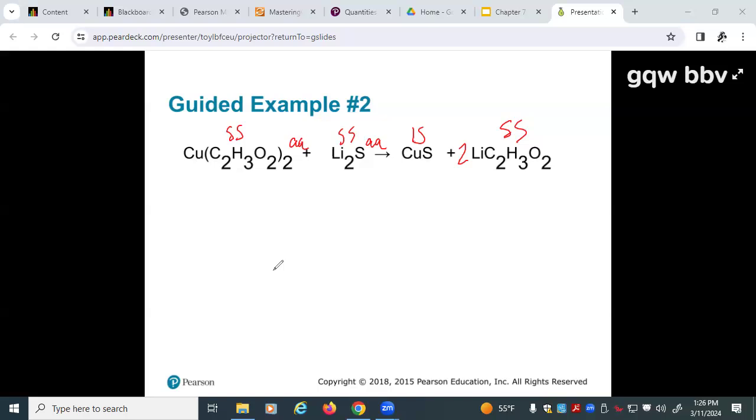So our first one is copper 2 acetate. So I'm going to have the copper 2 ion, and I'm going to have the acetate ion. What do I do with this 2? Well, that 2 tells me that I have 2 acetate ions in the compound. So I would need to put a 2 out in front there.